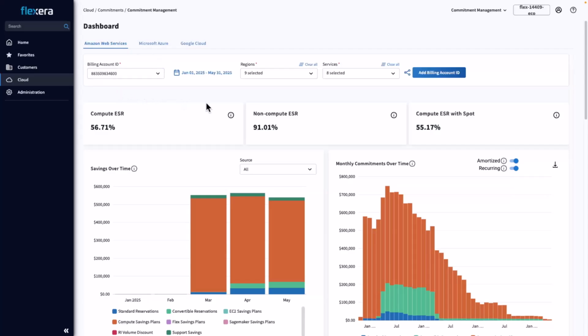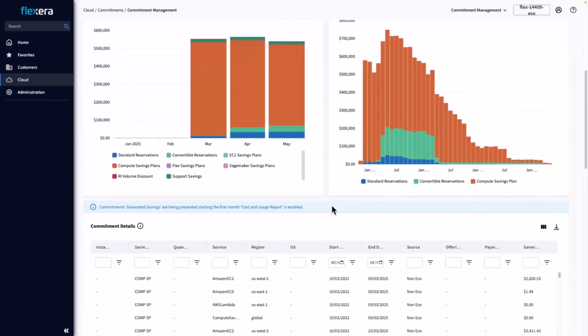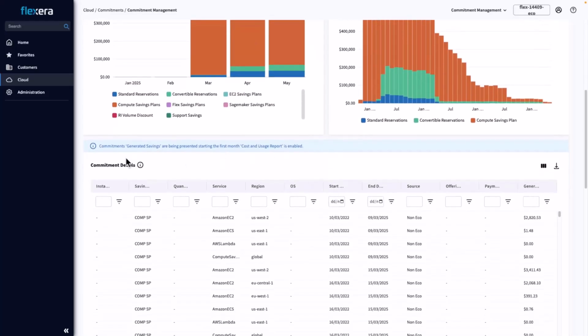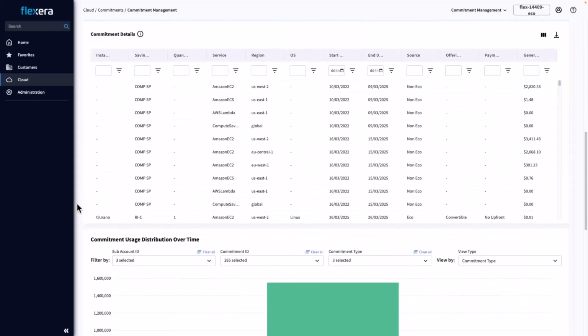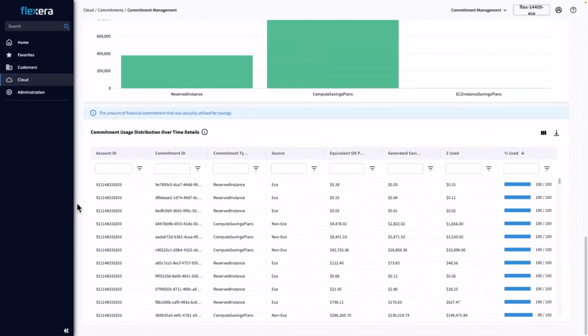And then for customers that are using this service, using our built-in dashboards here, they're able to visualize the savings that they're achieving over time, their effective savings rates using the different discount mechanisms, and how committed they are over the period, as well as all of the specific details of the commitments that our service has transacted with them.